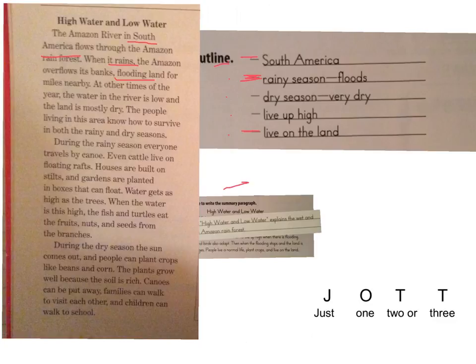What happens during the dry season? Well, if we skip down, these are all details that explain what happens during that rainy season. And if you wanted, you could even add 1 or 2 of these, but these are the main ideas. And then we come down to this next paragraph, the end paragraph, and now we're talking about the dry season. And what happens when the dry season comes? Well, the water recedes and people can plant crops. There's no more rain. Canoes can be put away, families can walk. Okay, so during the dry season, it's very dry.